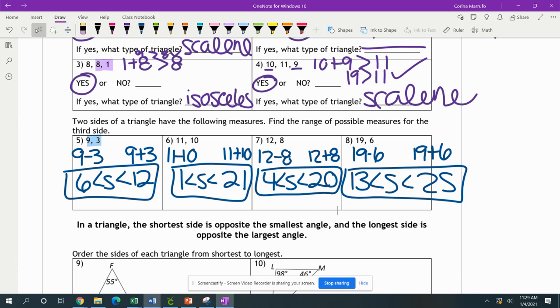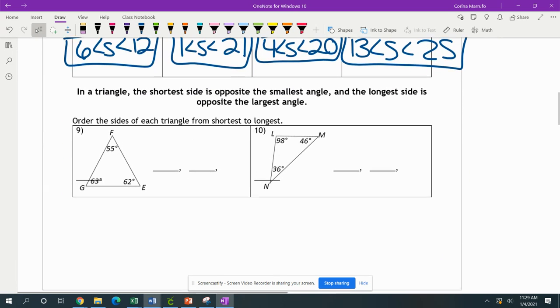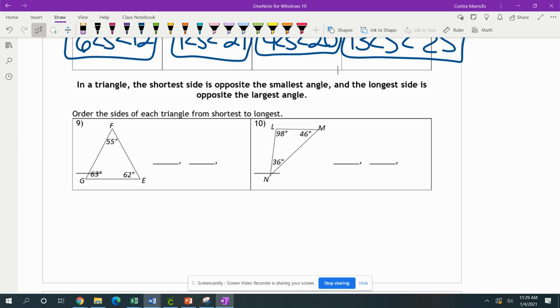Okay. So the next one says, in the triangle, the shortest side is opposite the smallest angle, and the longest side is opposite the largest angle. Order the sides of each of the triangles from shortest to longest. These lines came out off. It should be right here. I don't know why that happened, but they should be there. Okay, so if we look here, we look for the smallest angle. Well, the smallest angle is 55, so that means that the smallest side is this side across it, which is GE. So we're going from shortest to longest, so GE goes first.